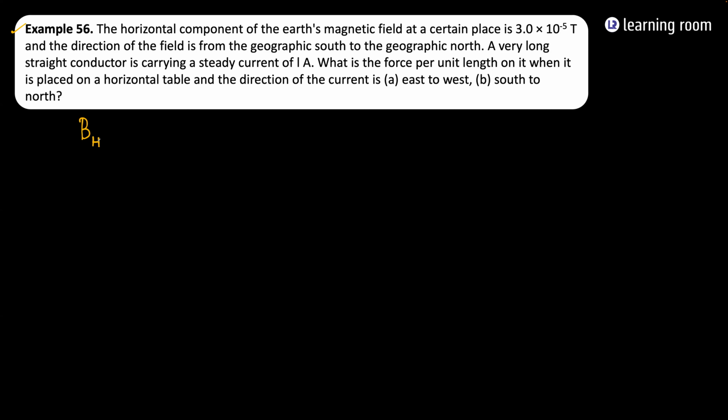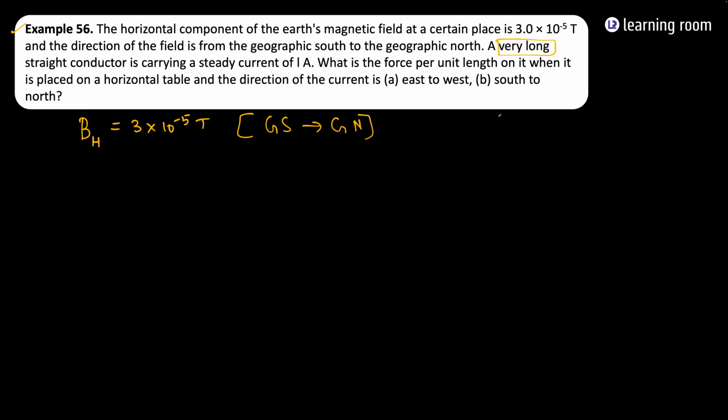Right. Now, having said that, a very long straight current carrying conductor carrying a steady current of I ampere. If you observe this question, they cannot ask you what is the force on the conductor. The reason being, very long. Whenever you have this question of very long, they will not ask you what is the force on the conductor. Rather, they will ask you the question of what is the force per unit length. That is how they can frame the question.